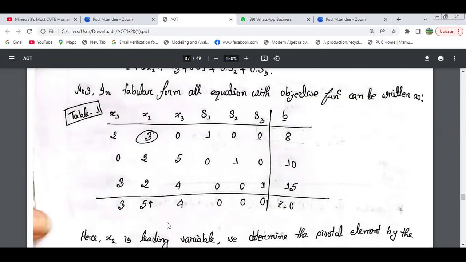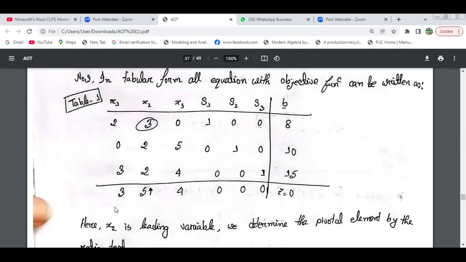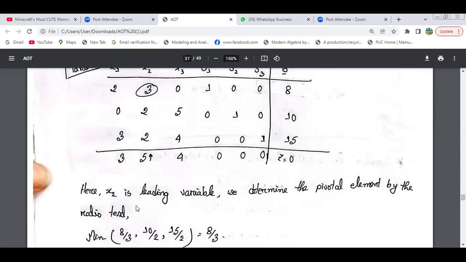Okay, now we will observe which is bigger in the coefficients of the objective function, here 3, 5, 4. 5 is the biggest, that means the x2 column, here x2 is the entering variable. Okay, and we determine the pivotal element by the ratio test. How ratio test? 8 by 3, 10 by 2, 15 by 2. স্যার রেশিও এটা আমরা টেবলে করে ফেললে হবে না? অবশ্যই হবে, কেন হবে না? 8/3, 10/2, 15/2. Which is the minimum ratio? 8/3. This is actually the pivotal element.